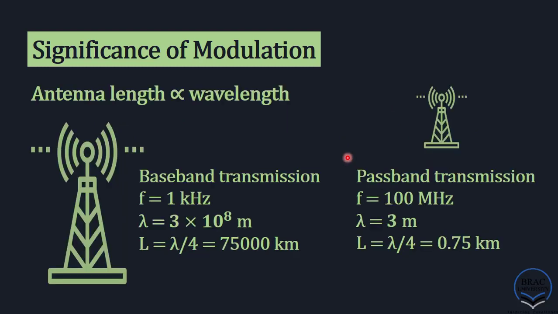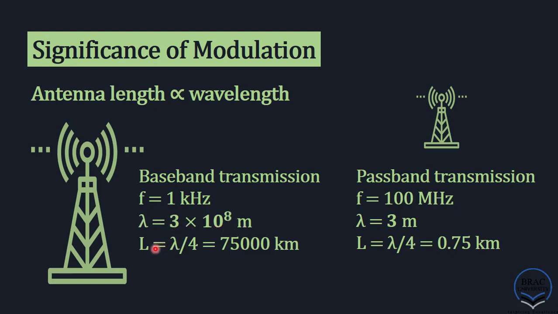Moving on. Another important aspect of the modulation process is antenna length. To give you a heads up, antenna length is proportional to the wavelength. In the case of baseband transmission, let's say we are transmitting a signal with 1 kHz. What is the wavelength? You can calculate it from the formula c = fλ, and from that formula, lambda is calculated to be 3 × 10^8 meters.